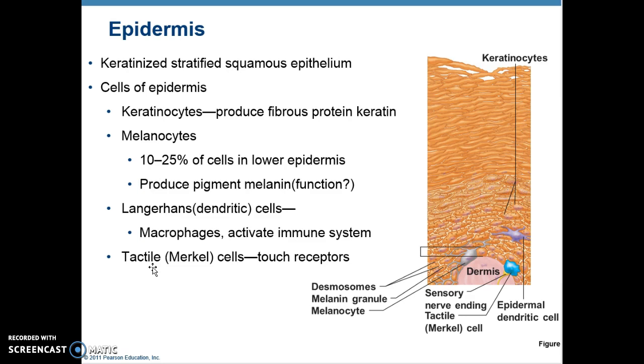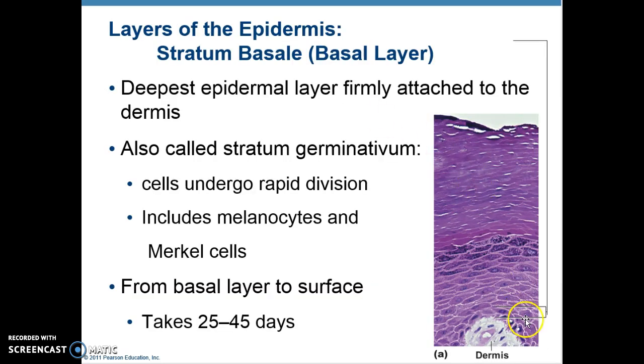And I should point out, I don't know that I place them in one specific layer, but you should know that the keratinocytes are the one cell type that you find in every layer of the epidermis. So we are starting down here in what is called the stratum basale, or the basal layer. So this is the lowermost layer of the epidermis. It is sometimes called the stratum germinativum.